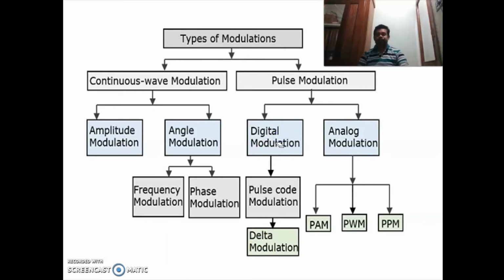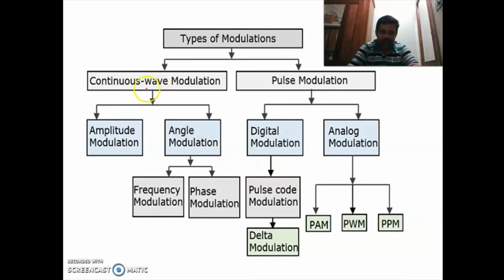First, modulation is classified into two types: continuous wave and pulse. In continuous wave, both the carrier and the message signal are analog or continuous signals. In pulse modulation, there are two types: digital pulse modulation and analog pulse modulation. In analog pulse modulation, the carrier is a pulse and the message signal is an analog signal. In digital pulse modulation, the message signal is a pulse and the carrier is an analog signal.